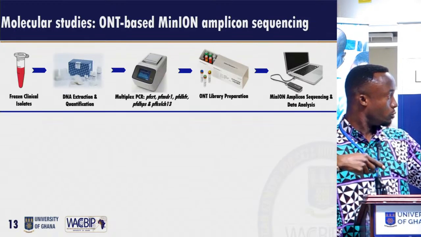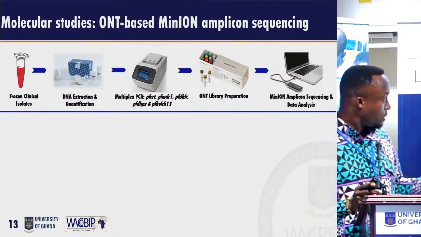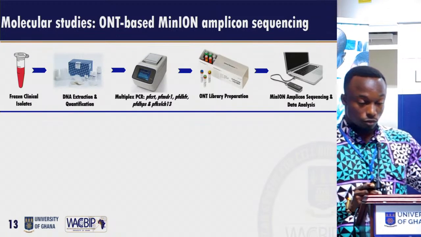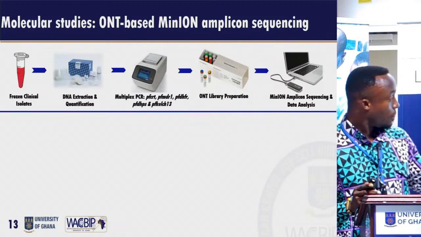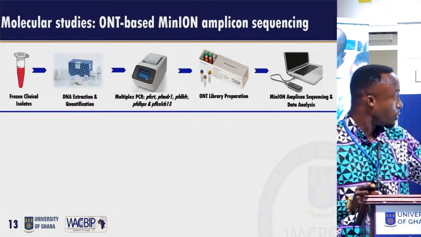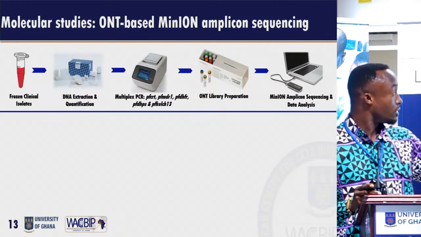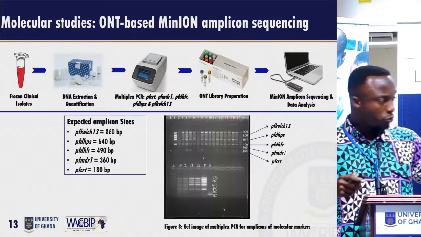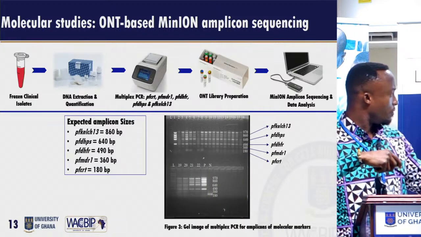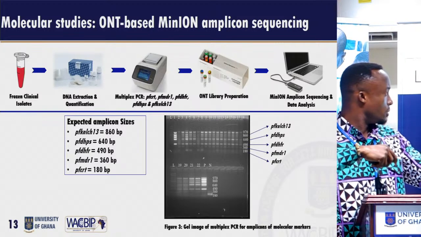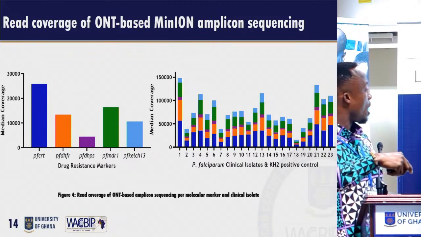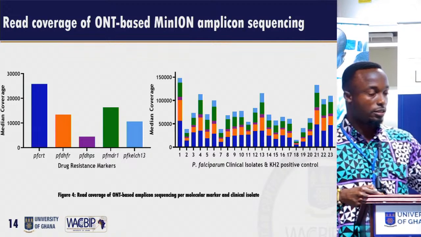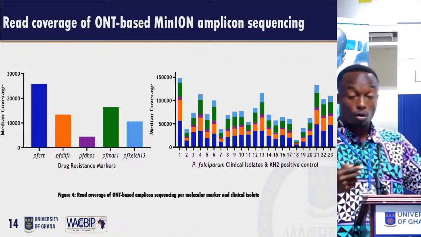So we went on to sequence 22 of the phenotyped clinical isolates. We extracted DNA, and multiplex PCR was performed for 5 markers: P. falciparum chloroquine resistance transporter, multidrug resistance 1, dihydrofolate reductase, dihydropteroate synthase, and Kelch13. From this gel, we show that we've been able to successfully amplify all our 5 markers. Our sequencing was successful with good coverage for our distribution of these markers per the 22 isolates. 50 coverage is enough to call variants. We went on to look at these 5 markers.